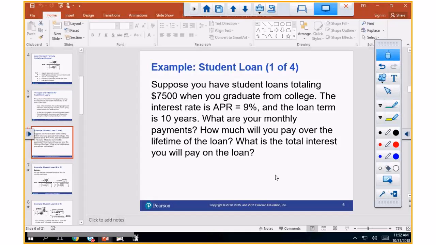Suppose you have student loans totaling $7,500. You're lucky. Mine was $75,000. Well, actually $78,000. But you know what I did? I paid them off. Good for you. Yeah, got me a job right after I graduated. Went into a degree that wasn't underwater firefighting. Suppose you have student loans totaling $7,500 when you graduate from college. The interest rate is 9%, which is normal. Usually 6 to 9% is normal. And the loan term is 10 years. What are your monthly payments?